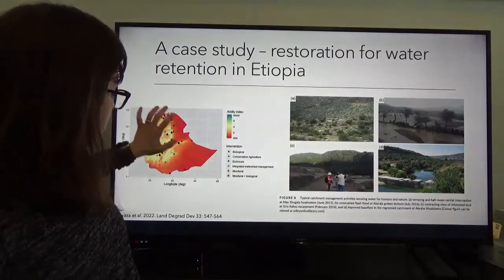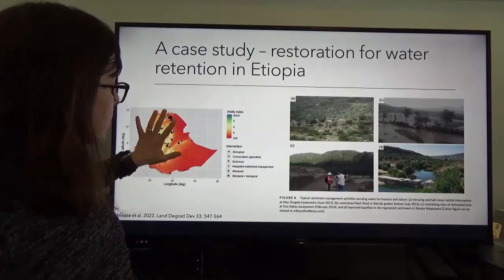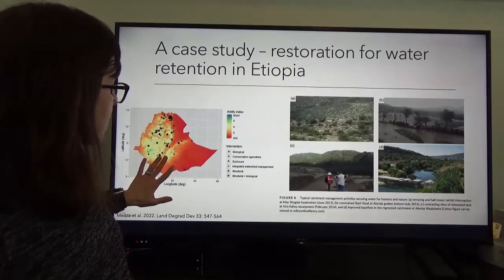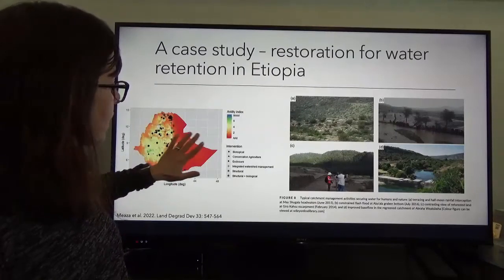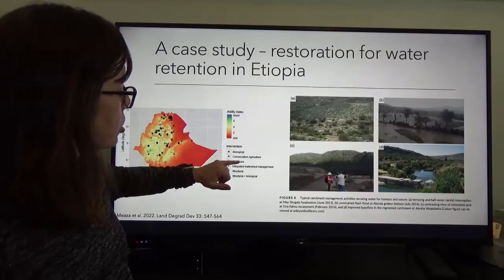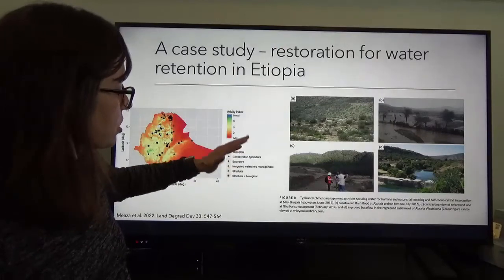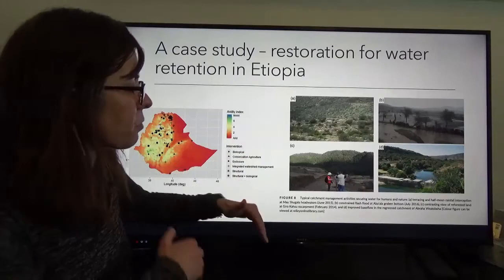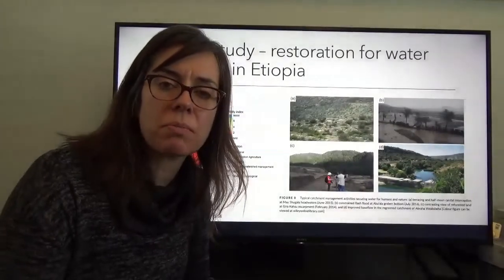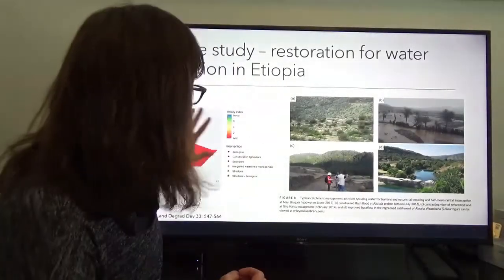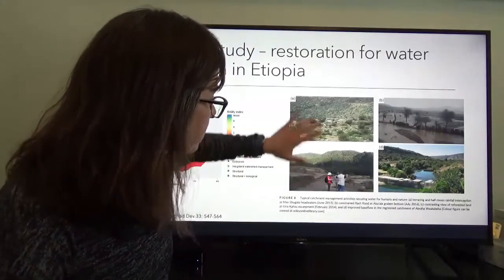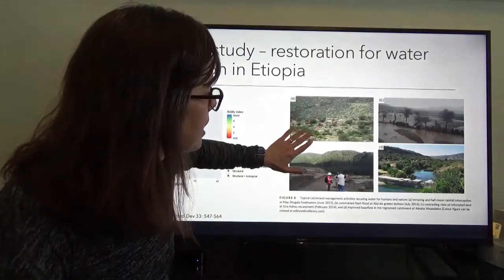All of these locations are places where different conservation, different restoration activities have been undertaken in the landscape to try to evaluate biologic conservation, agriculture, exclosure, different managements, different restoration tools that can help to support improved water status in this environment. So different ways this is being done.